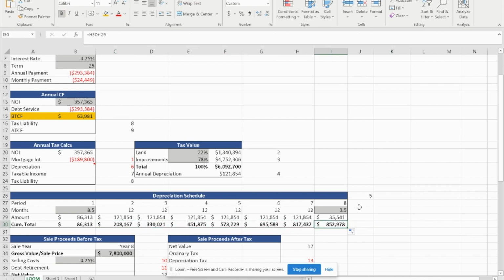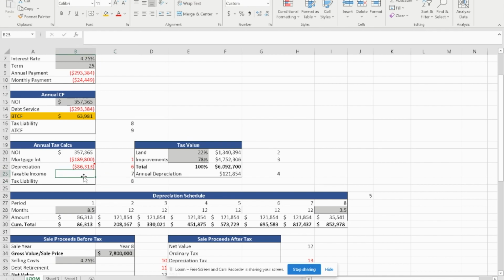So now that we completed step 5, we should be able to complete step 6. Now it's asking us for the depreciation for year 1. The depreciation for year 1 is going to be the cumulative depreciation for year 1, and we're going to make that a negative number because it is depreciation. So we have $86,300 for year 1 depreciation.